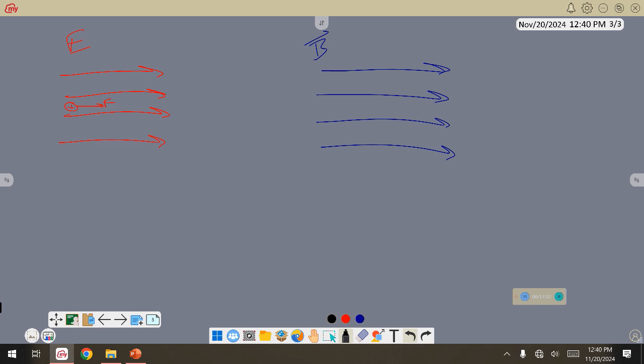So electric field is if force goes this way. Sorry, if electric field is this way, you put a charge in, there's going to be a force that way. Magnetic field requires a couple different things in order to get a force. Number one, magnetic field will also put a force on charge. But the weird thing about it is that charge has to be moving.